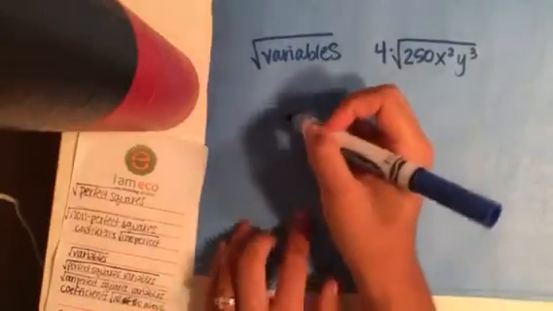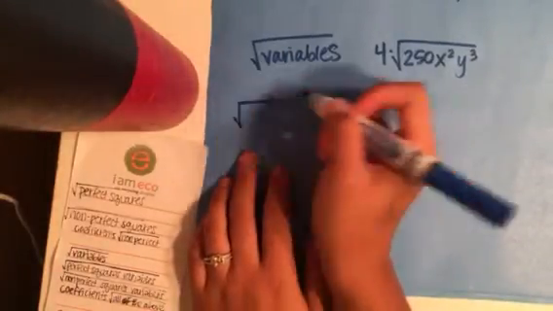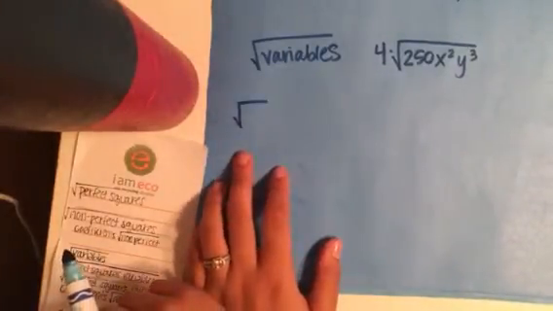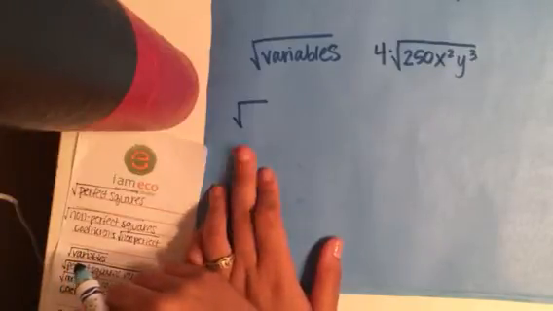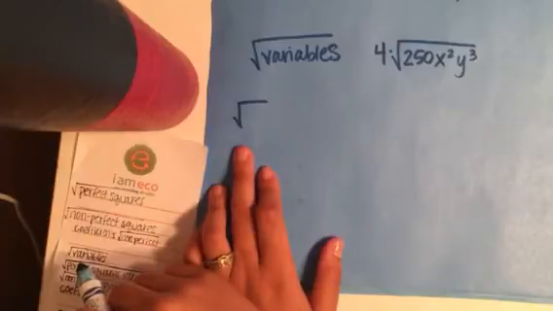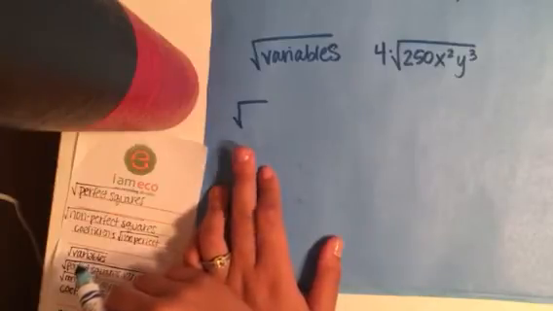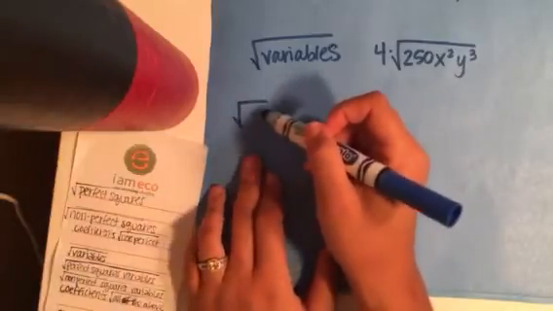Now we want to talk about how to take the square root of any variable, or just to be able to simplify the radical. So let's start with talking about what a square root does. It finds the number that you multiplied by itself to get what is underneath the radical.